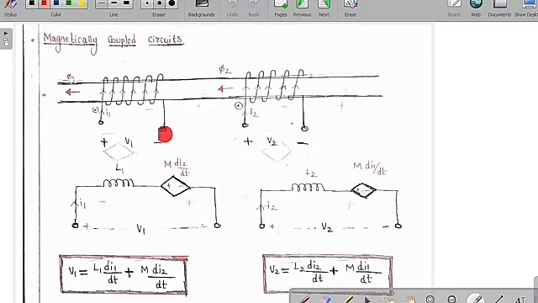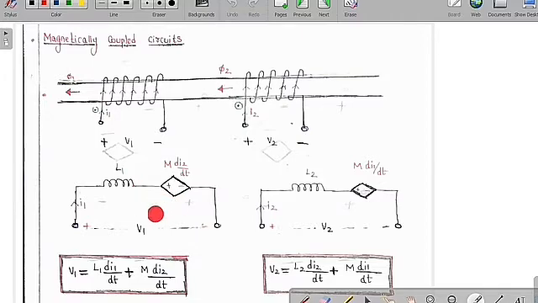series manner. So whenever the two currents are entering the dot or leaving the dot, always we say they are series added, or we can say simply they are mutually series added. So therefore we can say the mutual fluxes are going in the same direction. So now you can write in terms of coupled circuits.